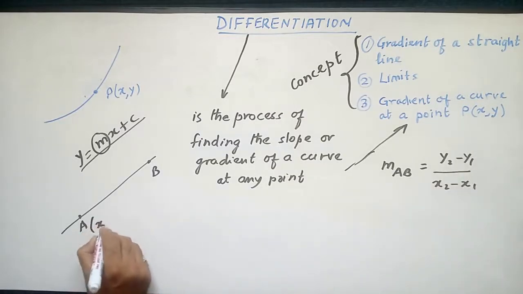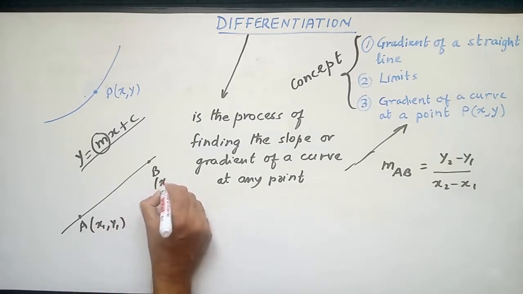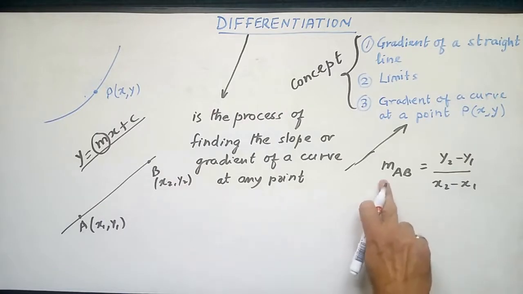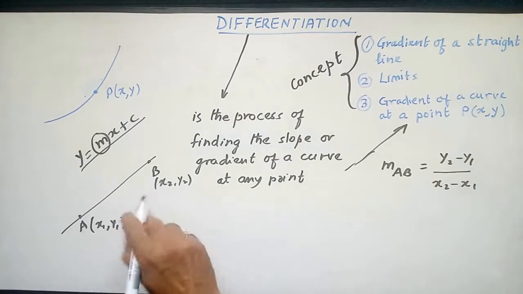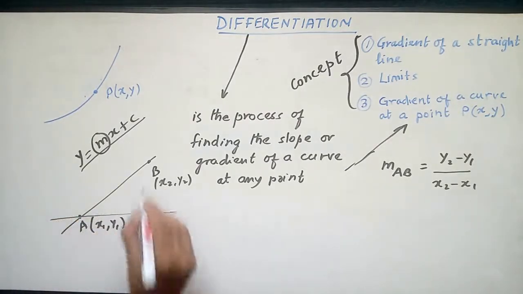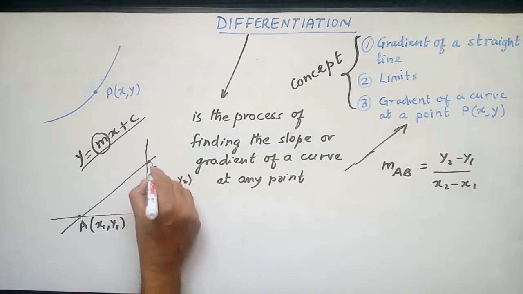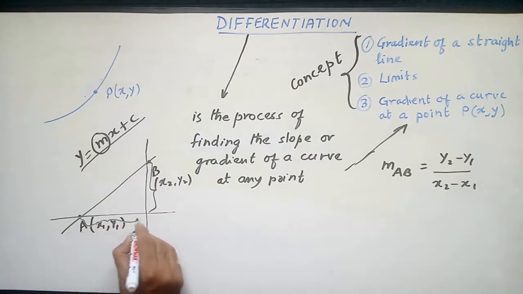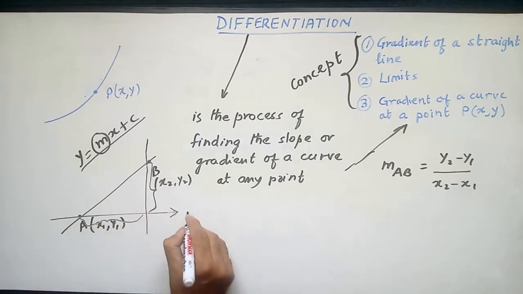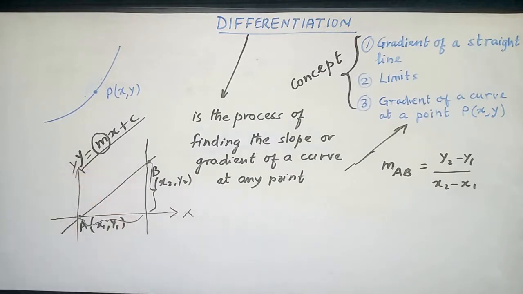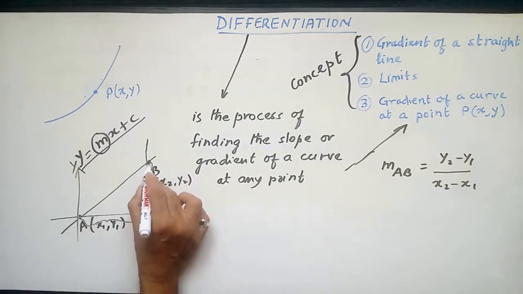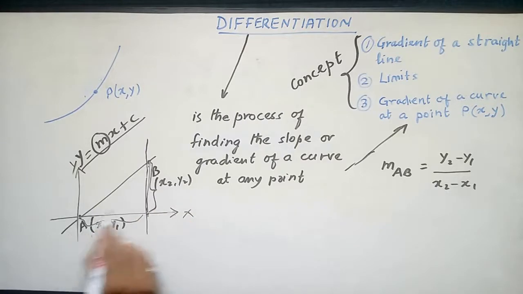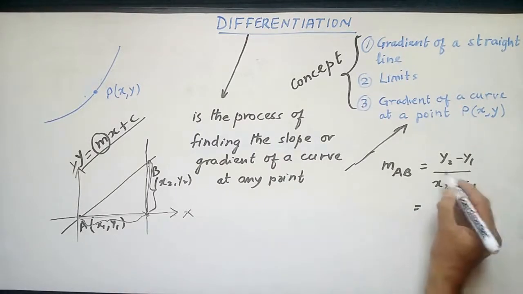So if we have a point A which is (x1, y1) and a point B which is (x2, y2), the slope of this line is the difference of the y coordinates upon the difference of the x coordinates. What does it mean? If we were to draw a horizontal line here and a vertical line here, it is this rise upon the displacement along the x-axis. That means how much B is displaced from A along the y-axis, and how much along the x-axis.